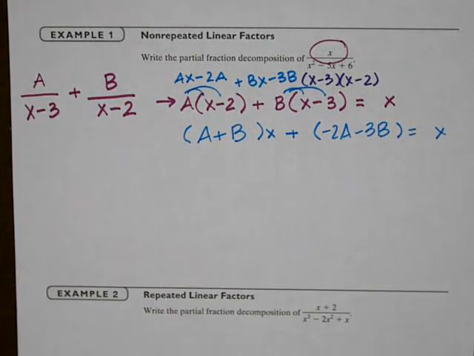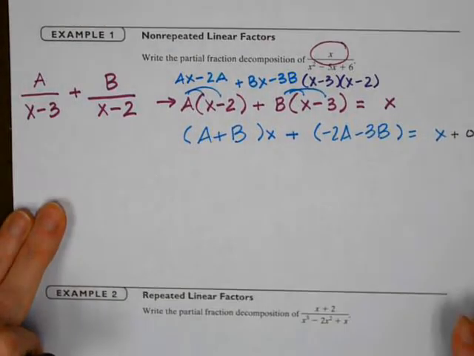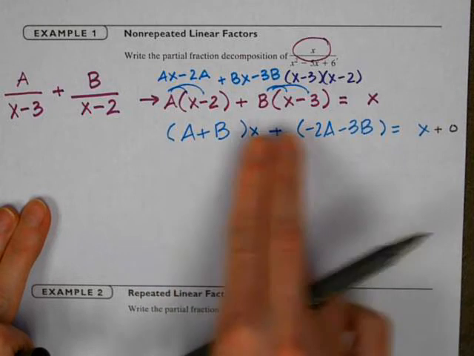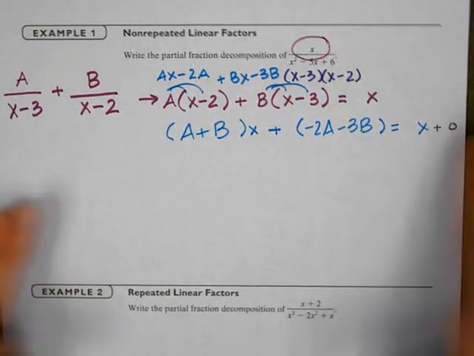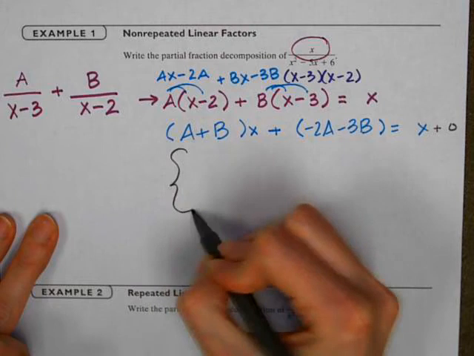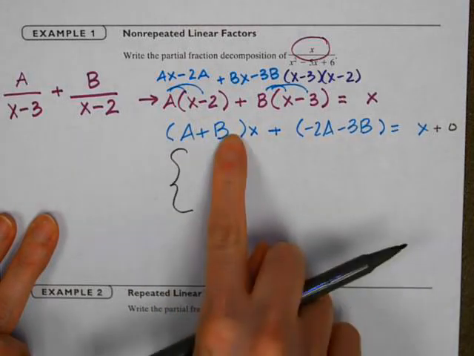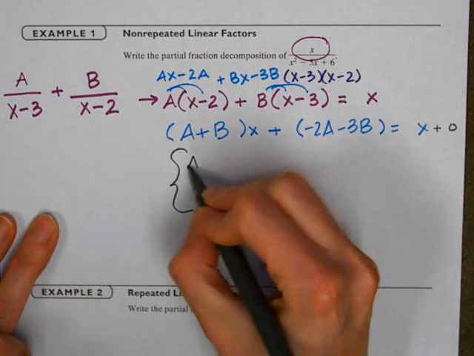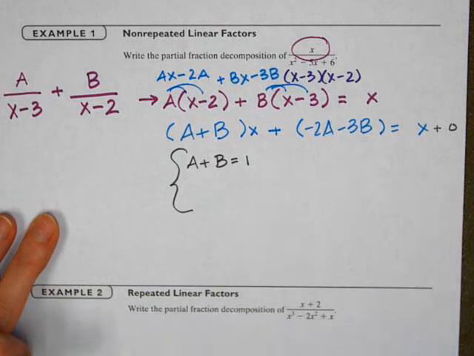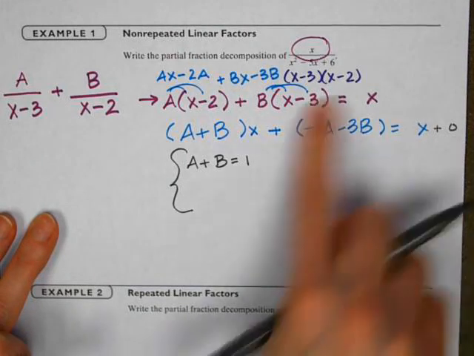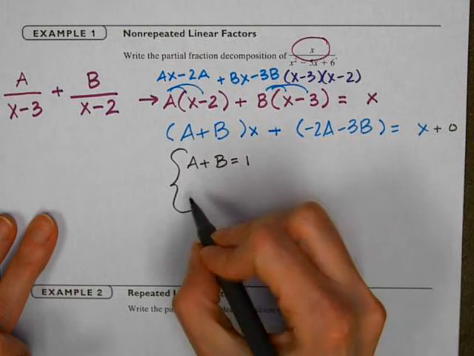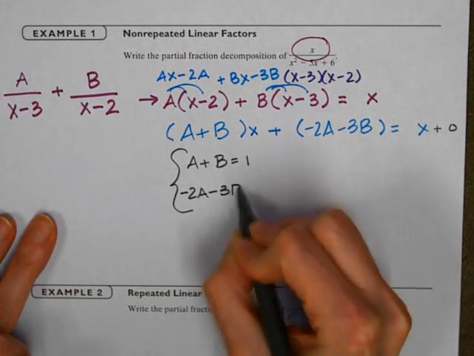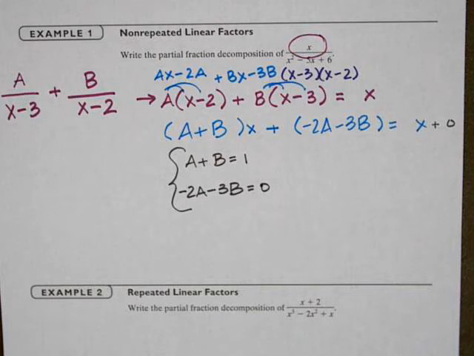So I know it's a little weird this time, but technically this is x plus 0. So now something x plus something equals something x plus something. So now we have to write a system. The A + B is the coefficient of the x term, which is 1. So A + B must equal 1. And then the constant term in this problem is 0. So -2A - 3B = 0. And then go ahead and solve that system.